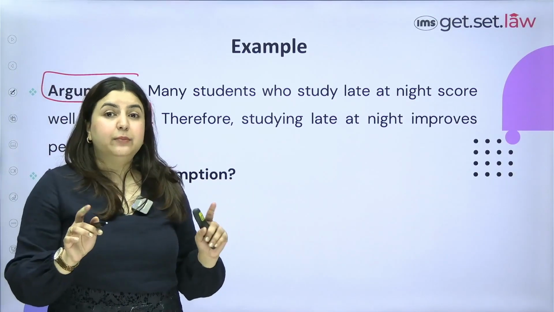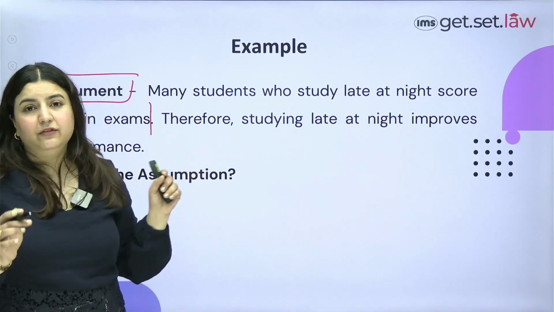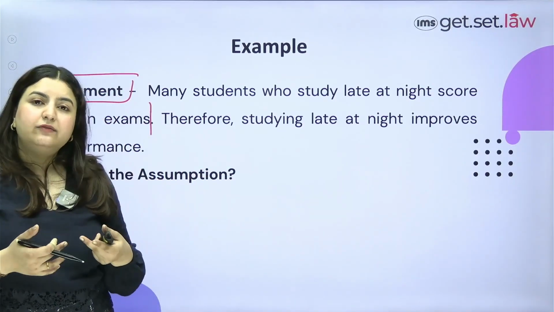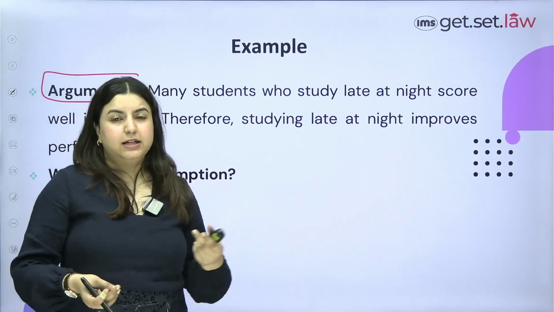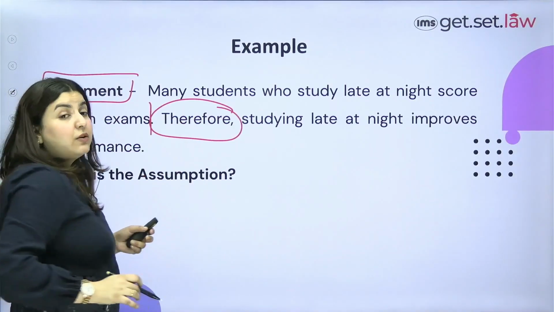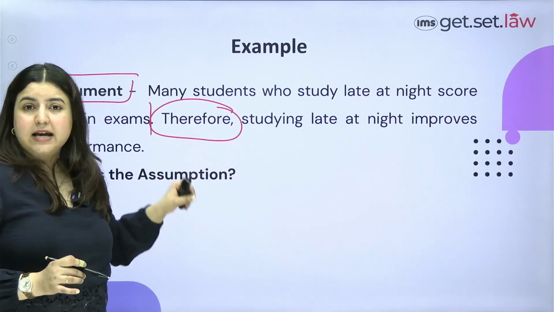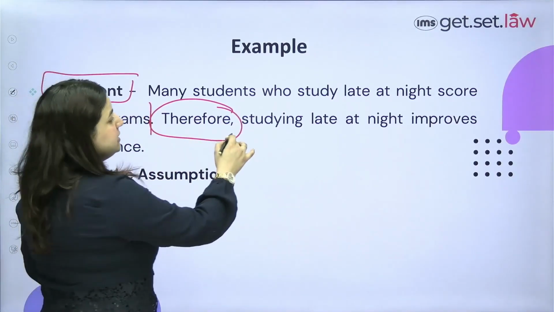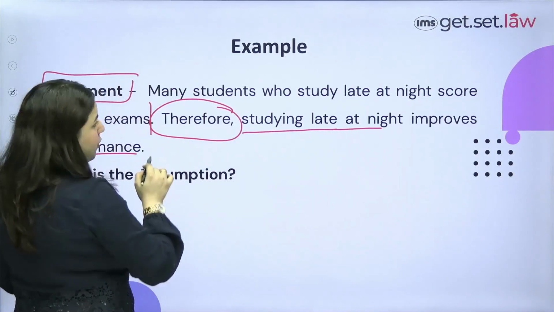What I'm going to do is I'm going to go in a step-by-step manner. I would want to identify my conclusion. How do I identify my conclusion? If there is a word that indicates that the statement is a conclusion, so here quite clearly you see the presence of therefore, which indicates that this is the main point that I'm trying to emphasize in the passage. Therefore, studying late at night, it improves the performance, right?